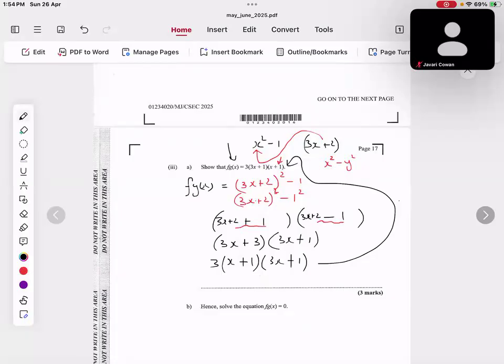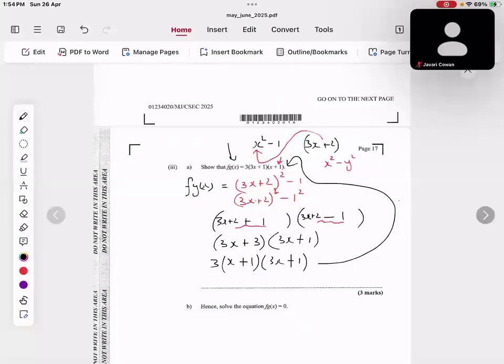So this is a nice question, because in factorization, we never get a difference of 2 squares. But we got the difference of 2 squares hidden in a different topic that we don't expect. So watch out for CSEC when they do stuff like this. All right?